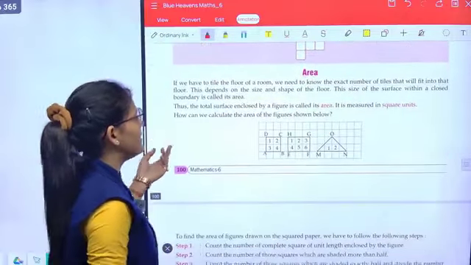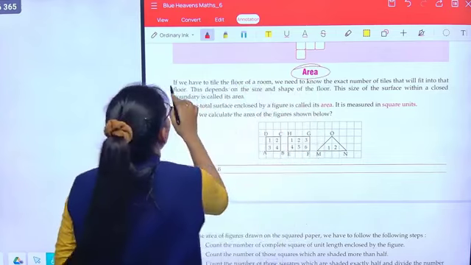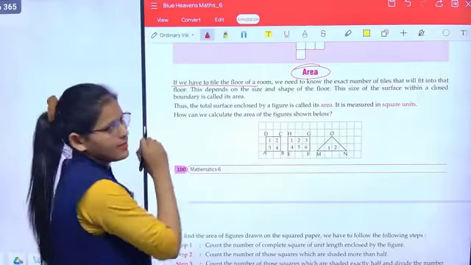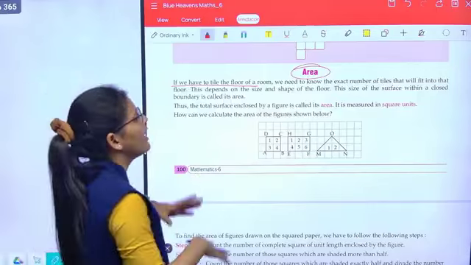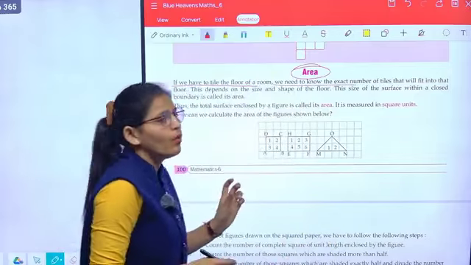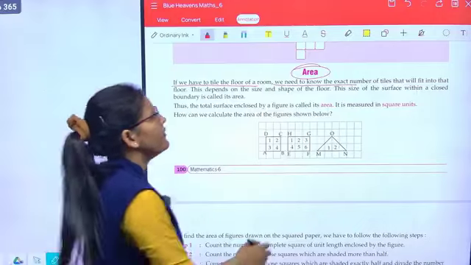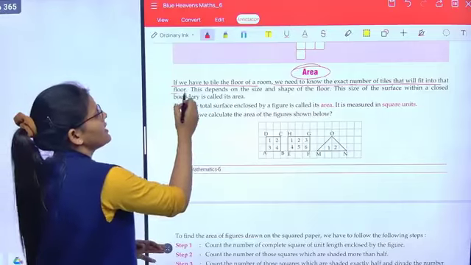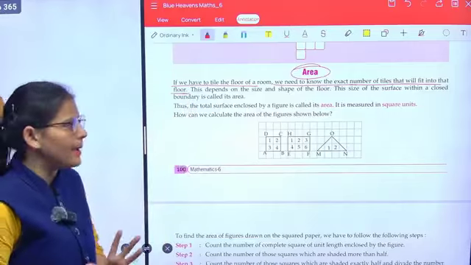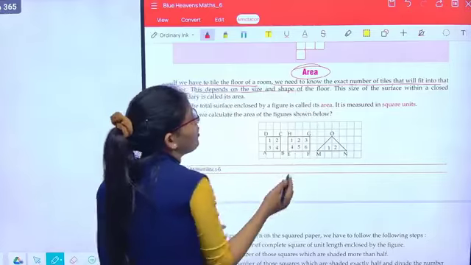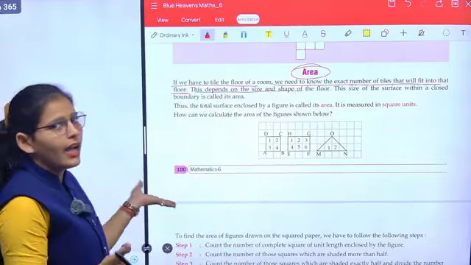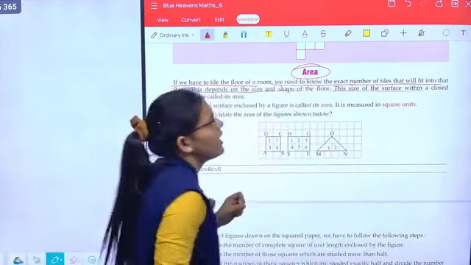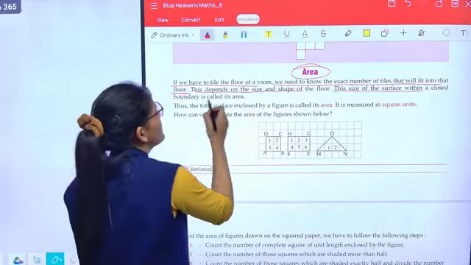Come on class, area. If we have to tile the floor of a room, we need to put tiles on the floor. We need to know the exact number of tiles that will fit into that floor. We need to know how many tiles will fit there. Now this depends on the size and shape of the floor, how long and how wide it is. Okay, this size of the surface within a closed boundary is called its area.